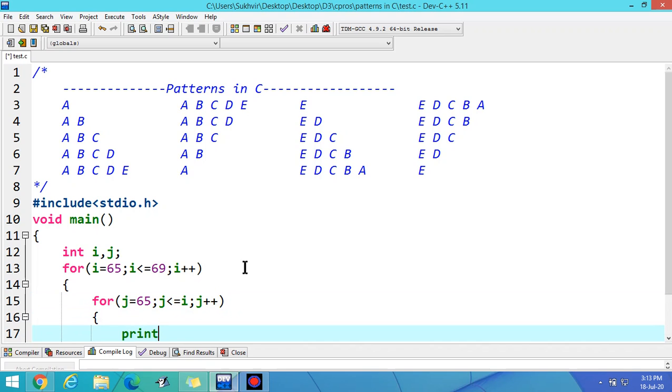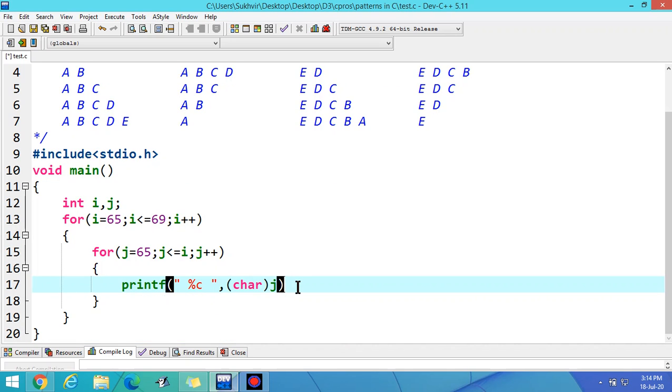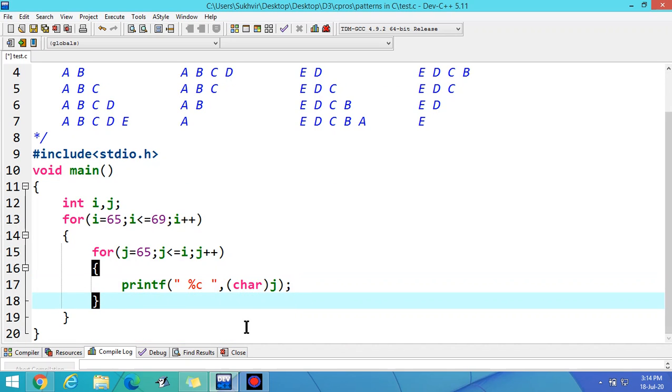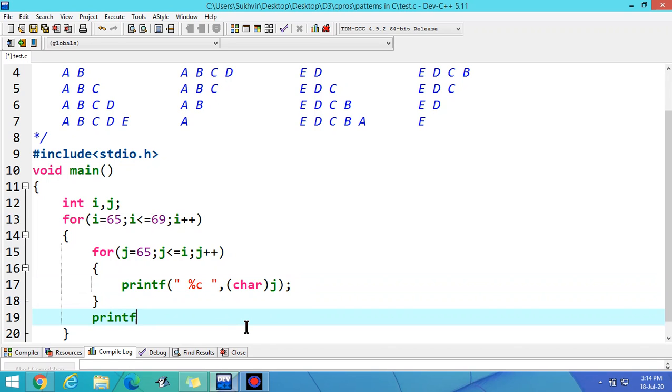Then print. Here we have to write percentage %c because character is required, and here I have to convert the value of j into character. All other contents will remain same. Printf. Here you can write new line, then execute.